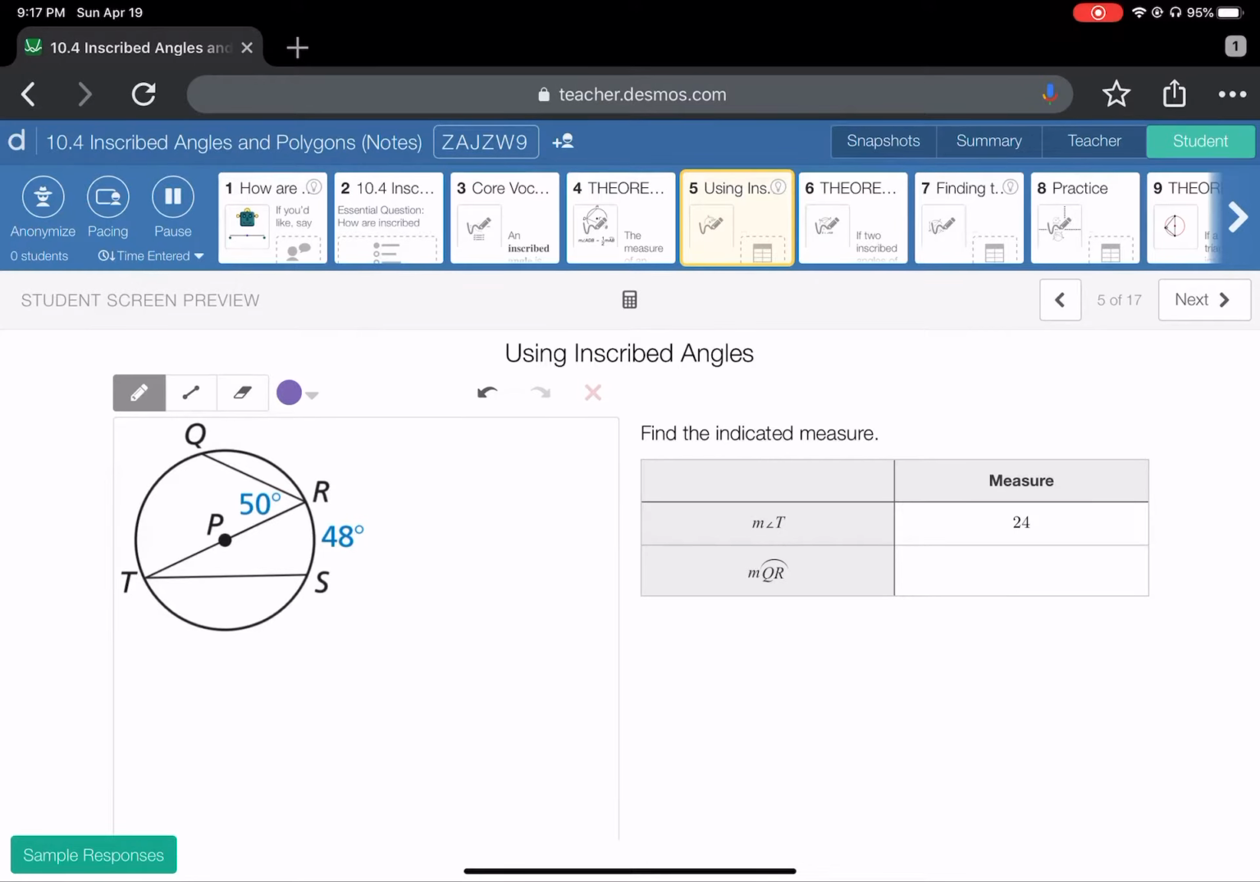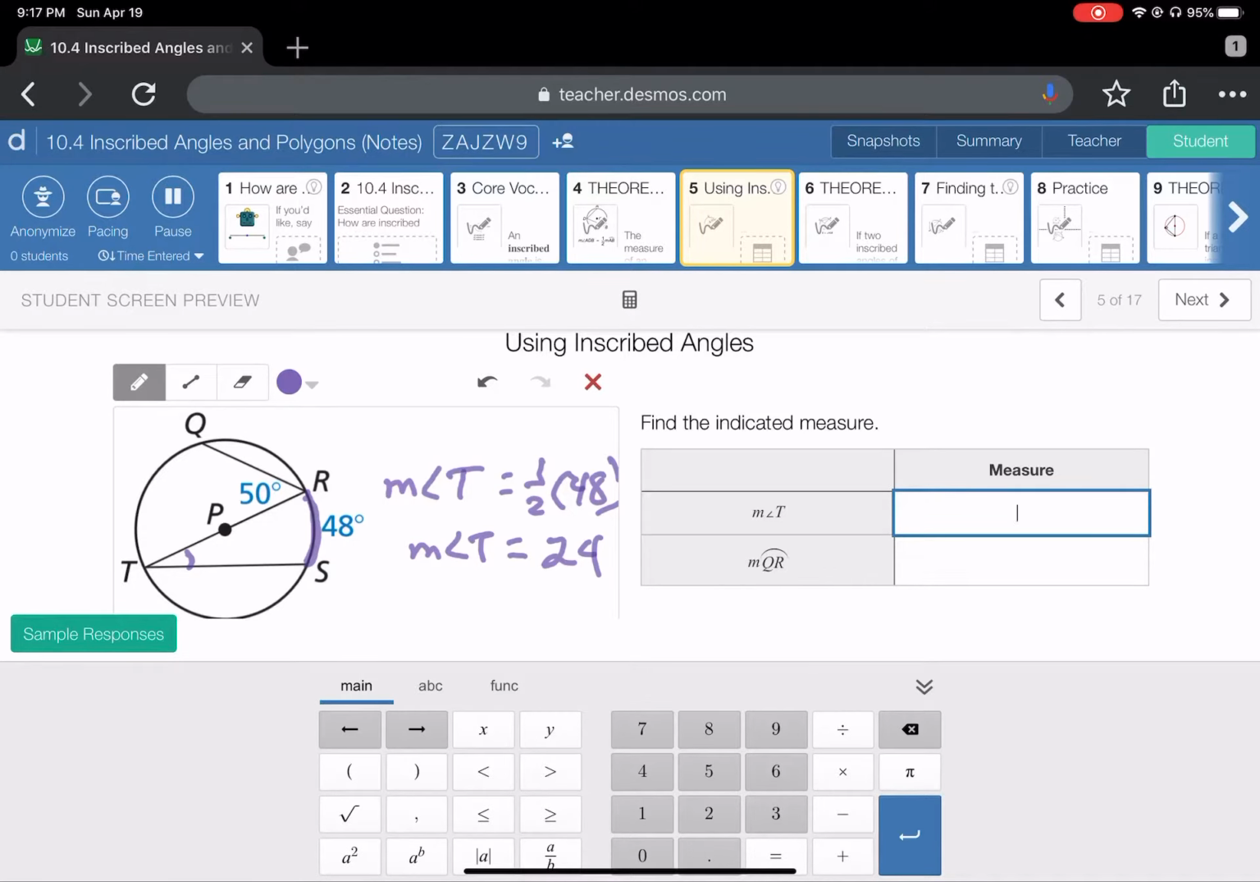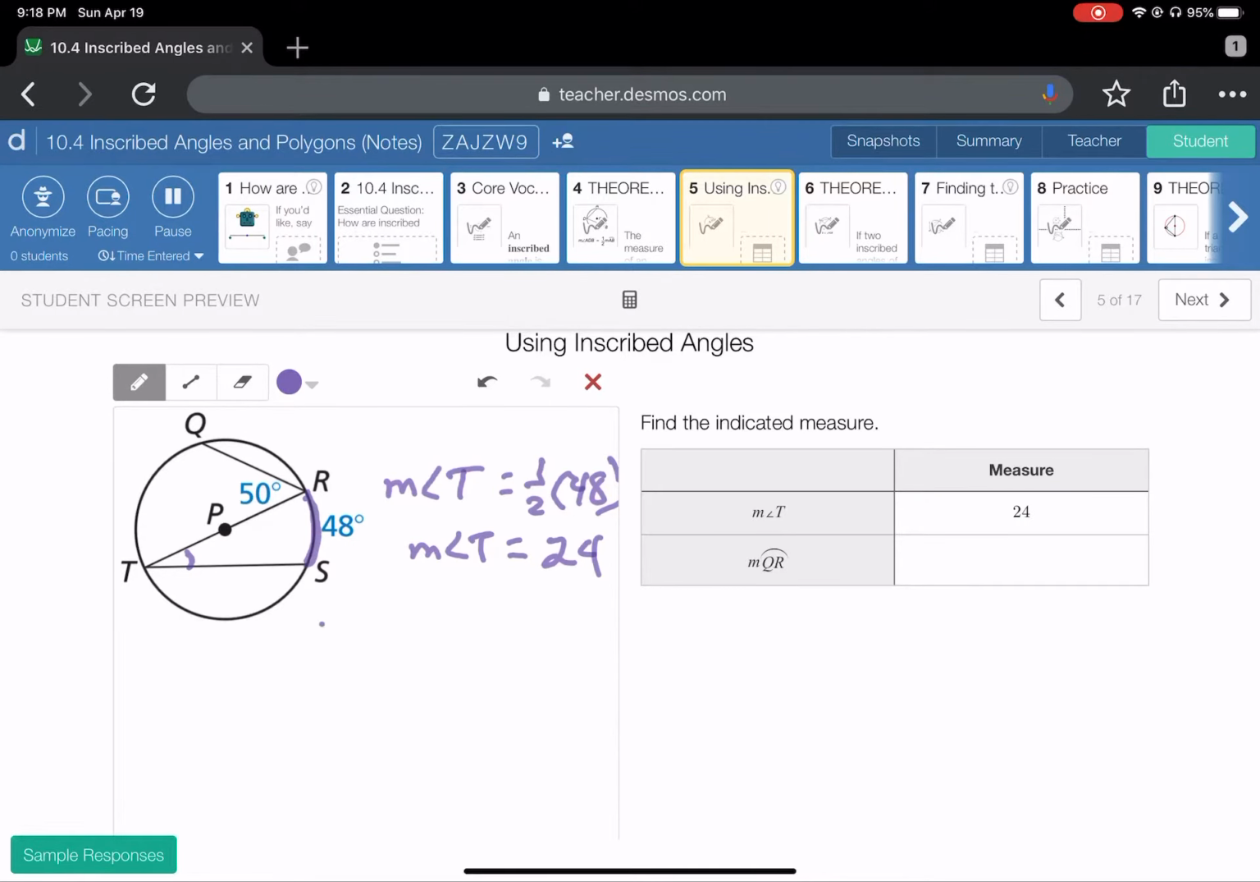All right, so let's use that information to find the measure of the indicated pieces here. So first we want to figure out what the measure of angle T is. And angle T is this corner right here. From our measure of an inscribed angle theorem, we know that this angle T is 1/2 of the arc that subtends to it, 1/2 of arc RS. So the measure of angle T is 1/2 of 48, which is 24. All right, there we go. I'm going to go ahead and take this off so you can work on the next piece.